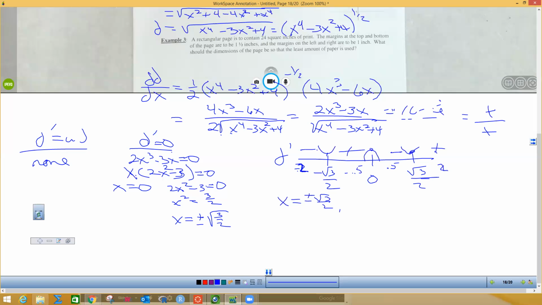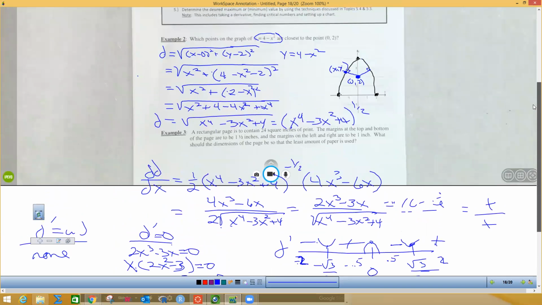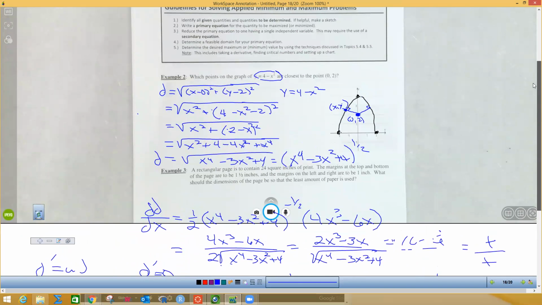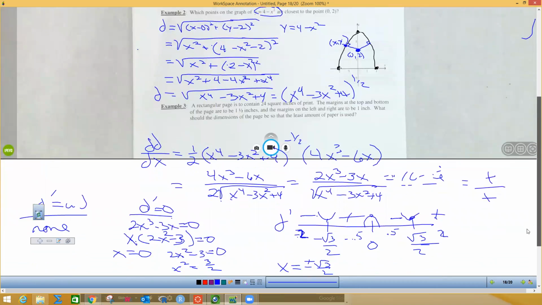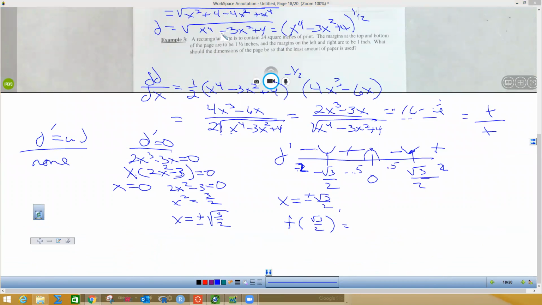So let me reread the question. It says, which points on the graph are closest? So we are actually going to have to find those points. So I need to plug f of radical 3 over 2 into my original equation, which I've got to find again. Let me go up and look real quick. I think I want to just plug it into this one right there. So I'm going to plug it into this one.